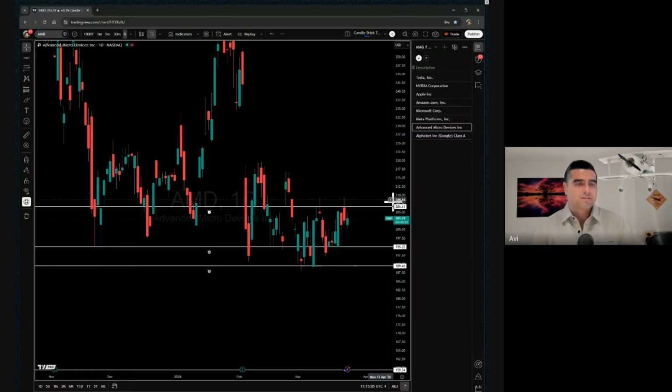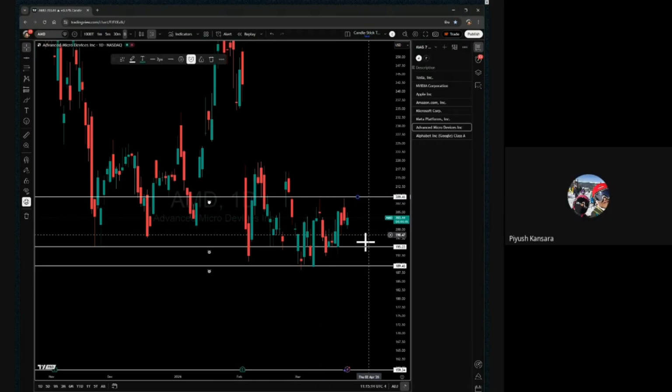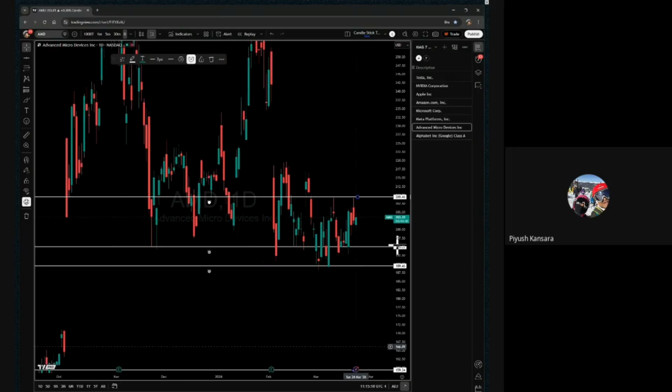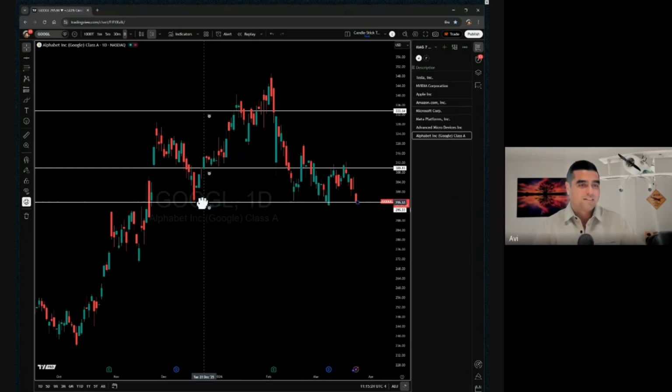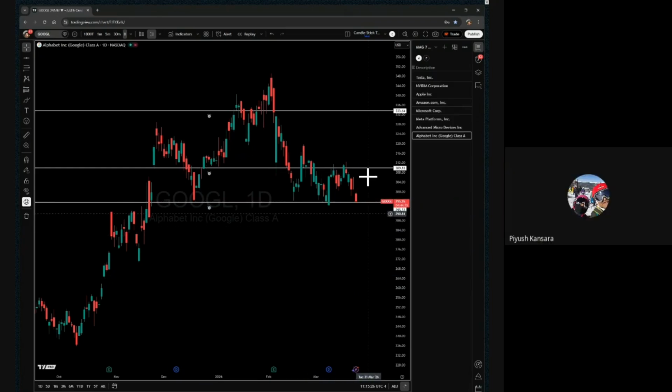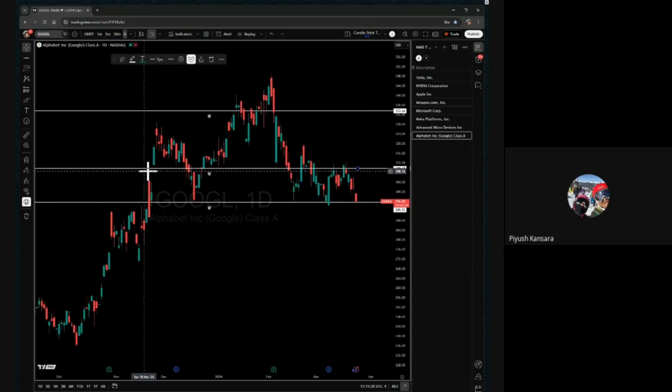AMD, what a mess. Got support there, support there. Don't even know what to say about AMD. It's just a disaster. It needs a break above essentially 209 on the long side, and on the short side, it's got to break 192, and even better, lower than that, 189.